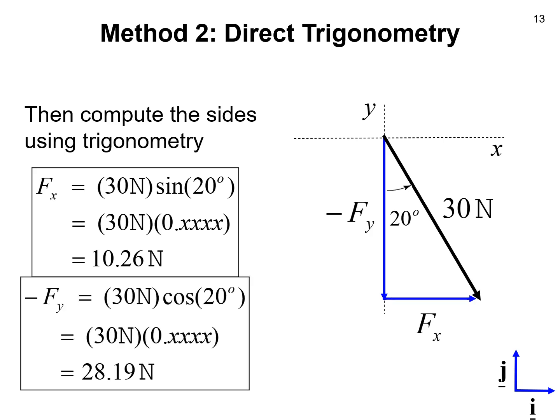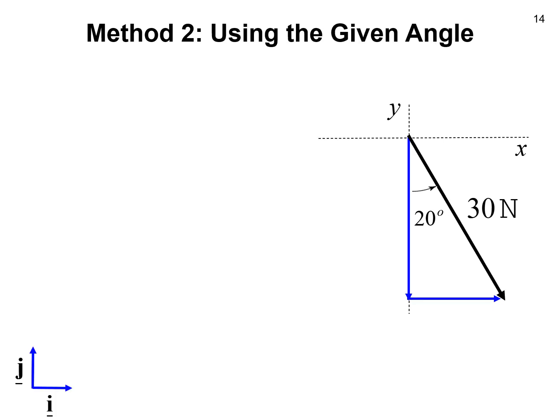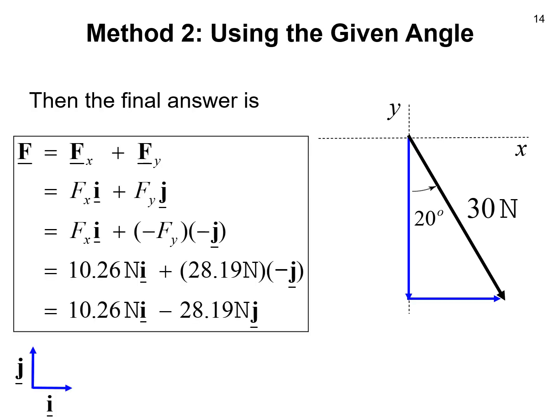And using our strict notation, the negative fy component, which is the length of that vertical side of the triangle, is 30 newtons times the cosine of 20 degrees. And if we just do one final step, that means fy is negative 28.19 newtons, as we had before. So in summary, we get the same final answer. We see that the vector f ultimately is 10.26 newtons i minus 28.19 newtons j. And that's how we label that vector.